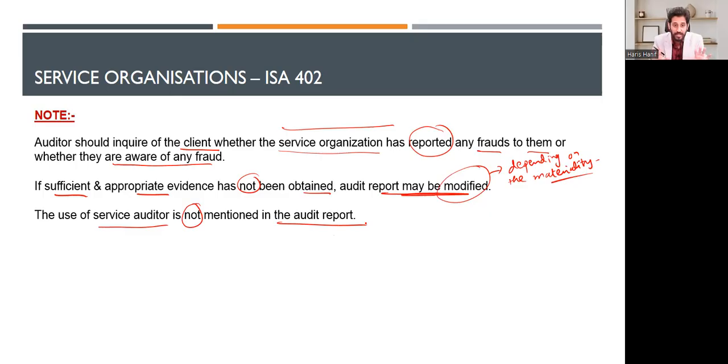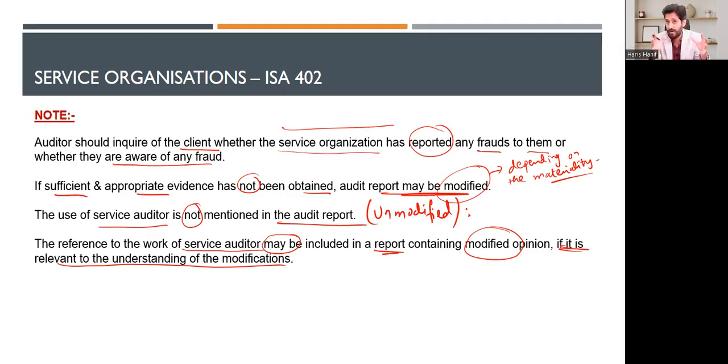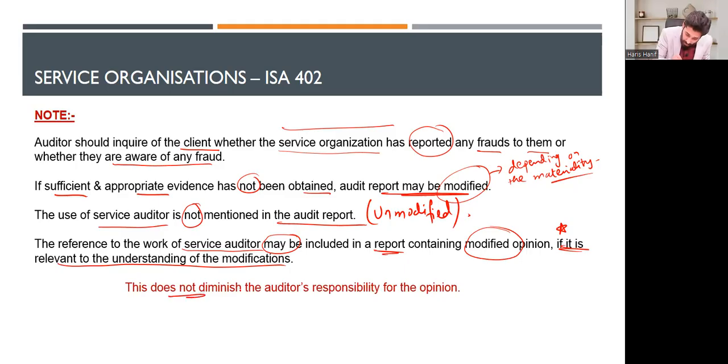There should not be the reference of the service auditor in the audit report, right? The reference to the work of service auditor may be included in a report containing the modified opinion if it is relevant to the understanding. Yes, the reference is not mentioned in the audit report, which is unmodified. In the unmodified report, it should not be mentioned. However, it can be mentioned in the modified report if it is relevant to the understanding. Again, it is a matter of the auditor's professional judgment. But remember one thing, this does not diminish the auditor's responsibility for the opinion. Ultimately, auditor is responsible for the opinion, right?